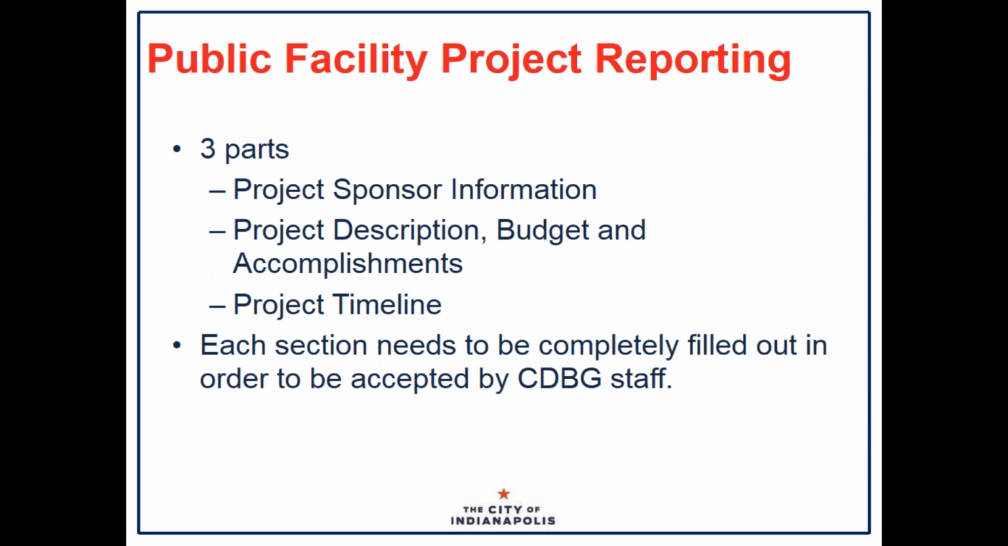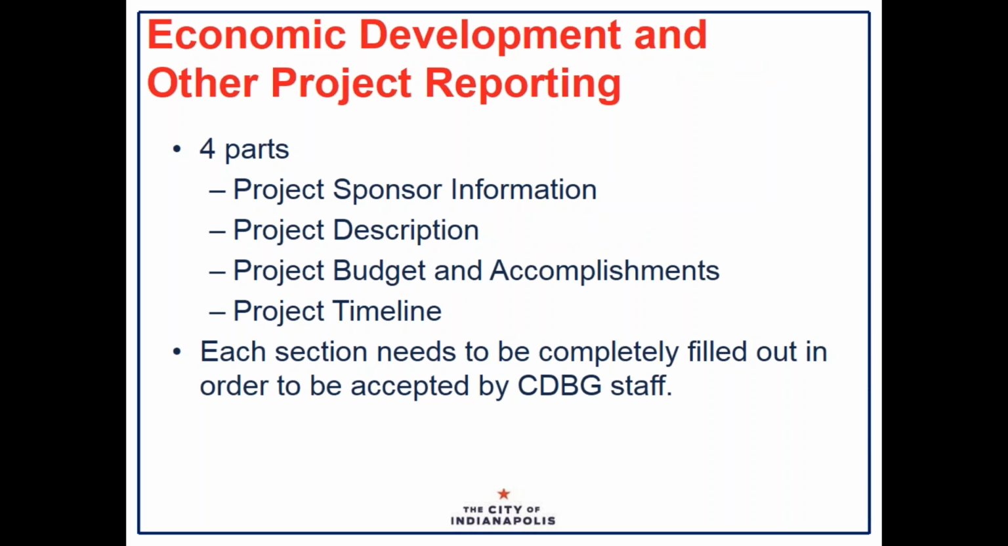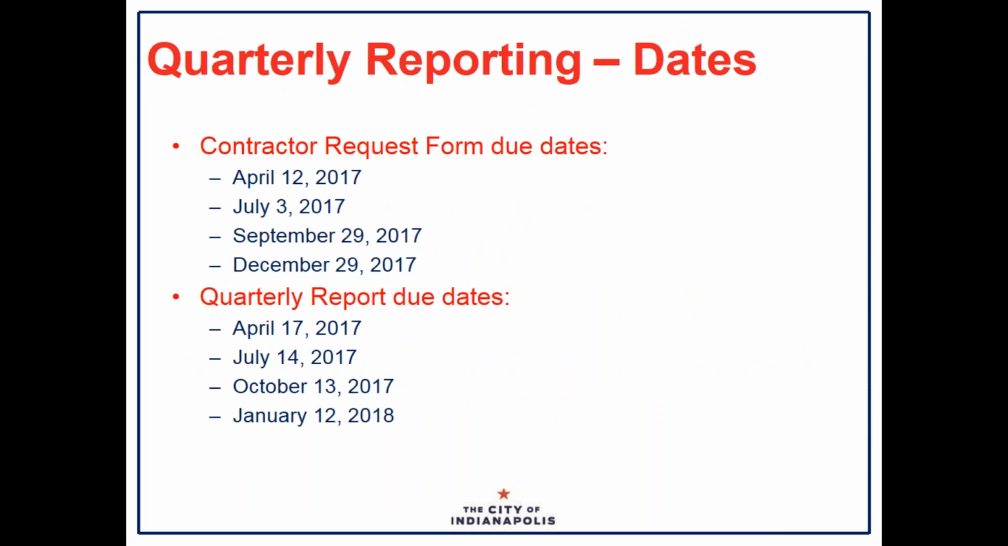There are three parts to the public facility project reporting forms. There's project sponsor information, project description, budget and accomplishments, and the project timeline. Each section needs to be completely filled out in order to be accepted by CDBG staff. And for economic development and other kinds of project reporting, there are four parts. There's project sponsor information, project description, project budget and accomplishments, and project timeline. Each section needs to be completely filled out in order to be accepted by CDBG staff. You're probably sensing a theme here.